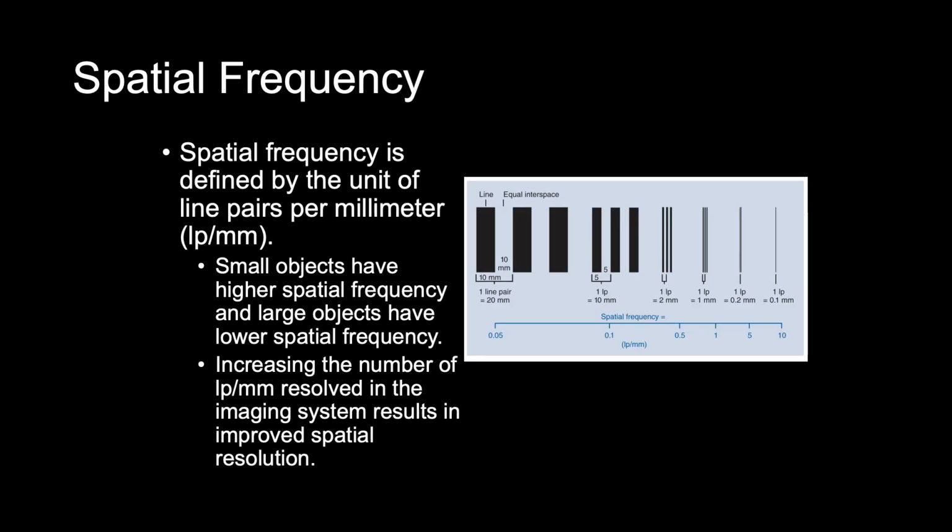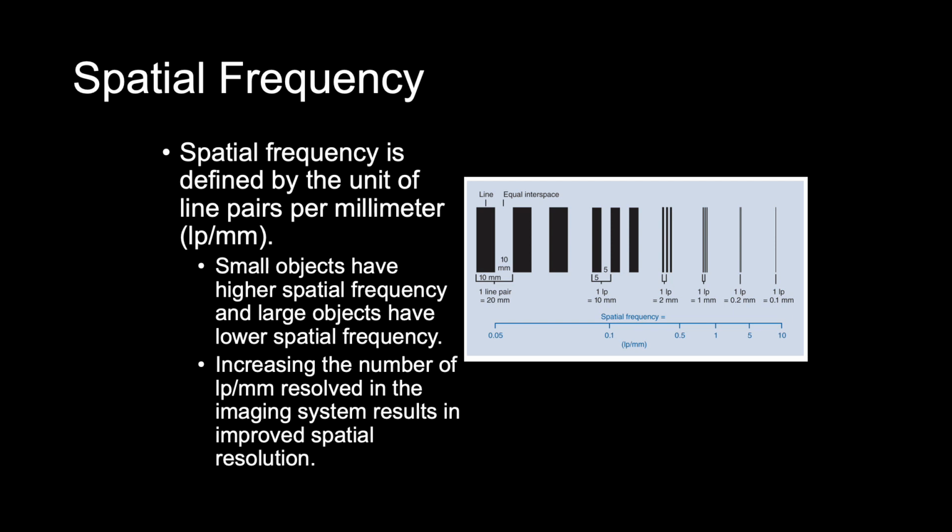Spatial frequency is defined by the unit of line pairs per millimeter. Small objects have higher spatial frequency and large objects have lower spatial frequency. Increasing the number of LP/mm resolved in the imaging system results in improved spatial resolution.